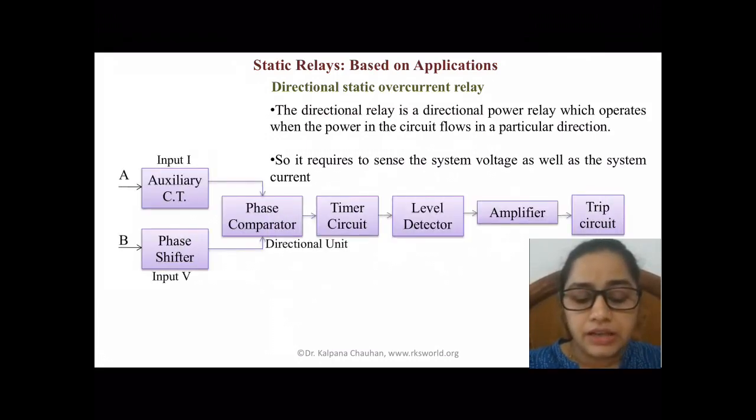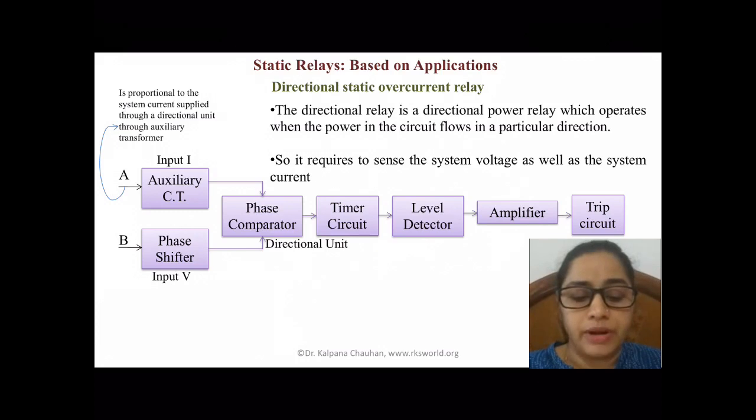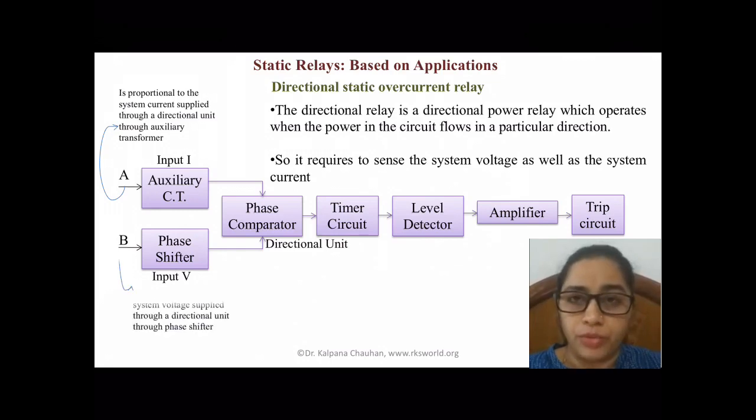Here in this block diagram we have two inputs. Input I is a current input, proportional to the system current, supplied through an auxiliary transformer to the directional unit. The second input, the V input, is the voltage, as we are using V and I both. This voltage is proportional to the system voltage, supplied to the directional unit through a phase shifter.